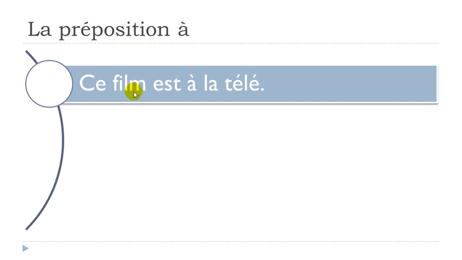Ce film, this movie, est à la télé. Okay, on TV, à la télé. Okay, we've got this à here and then la télé. So télé, of course, it's for télévision. Okay, but in most of the cases we don't use in French this télévision, the full word, we just use this télé word. Okay, ce film est à la télé.